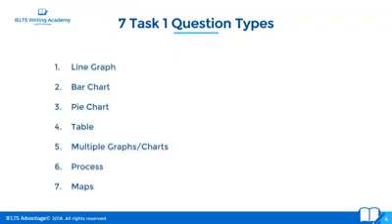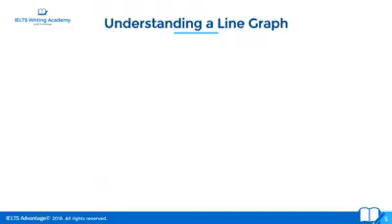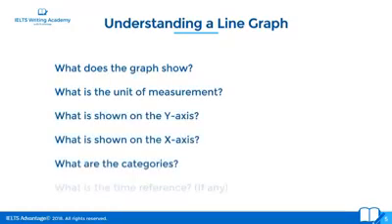It's really important that you realize that there are 7 different types of task 1 academic question. You could get a line graph, a bar chart, a pie chart, a table, any configuration of those. You could get multiple graphs, multiple charts. You could also get a process question, or you might get a map. And it's also really important that you understand what to consider when you're looking at these things. So if we were just looking at a line graph, we would look at what the graph shows, the unit of measurement, the y-axis, the x-axis, the categories, the time reference.